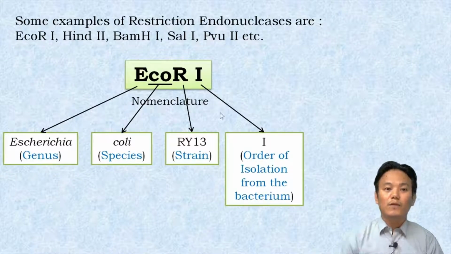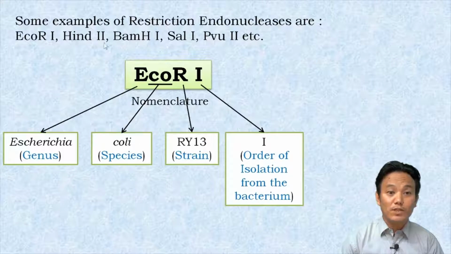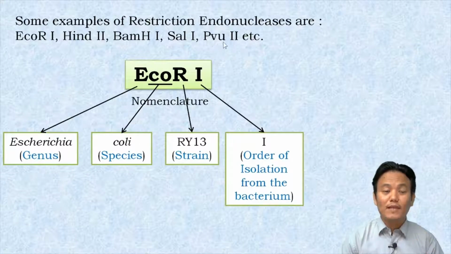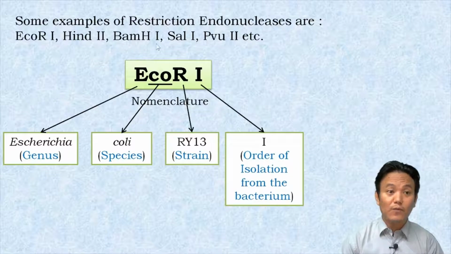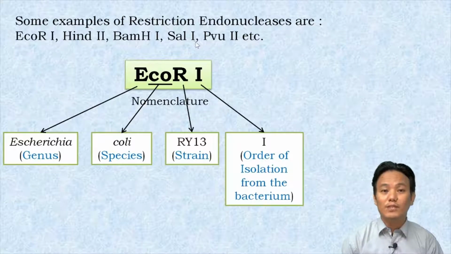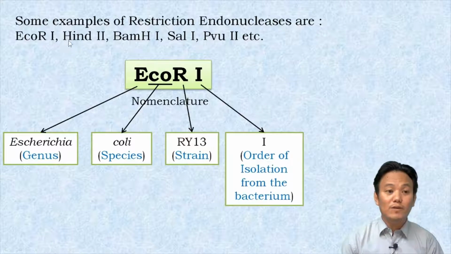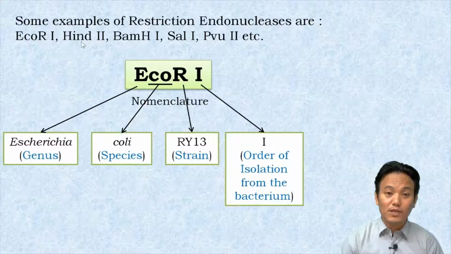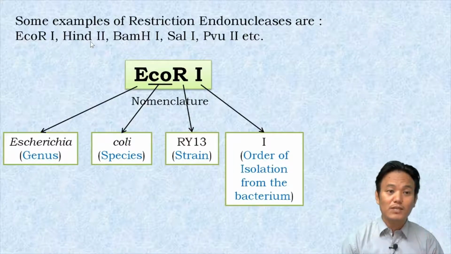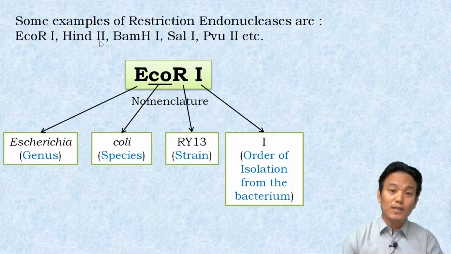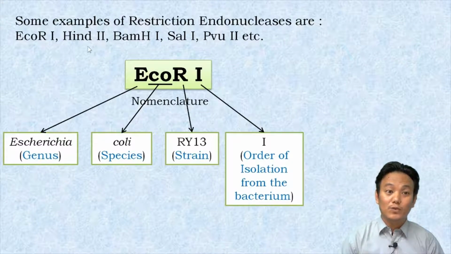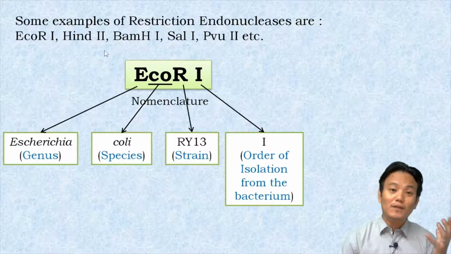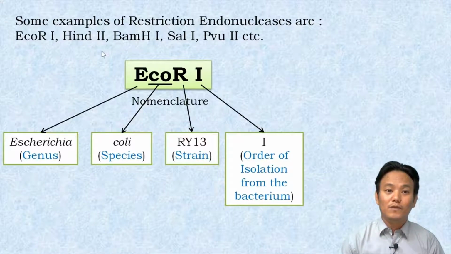Apart from EcoRI, we have the names of other restriction endonucleases here. As an assignment, you can try to find out the names of the bacteria from which these restriction endonucleases were isolated. Remember that the first letter is derived from the name of the genus of the bacterium, the second two letters from the name of the species, the fourth letter from the name of the strain, and the Roman numeral denotes the order in which the enzyme was isolated from the bacterium. If you do that, it will help you understand the naming convention better.